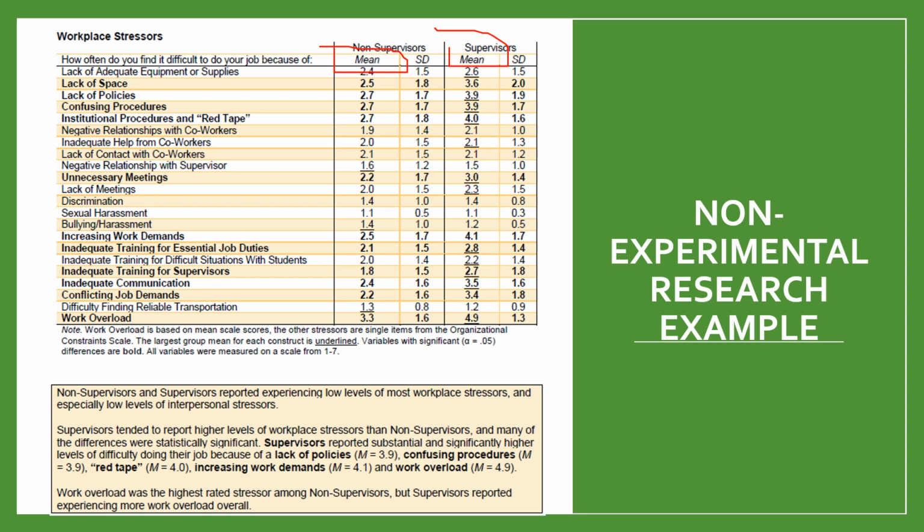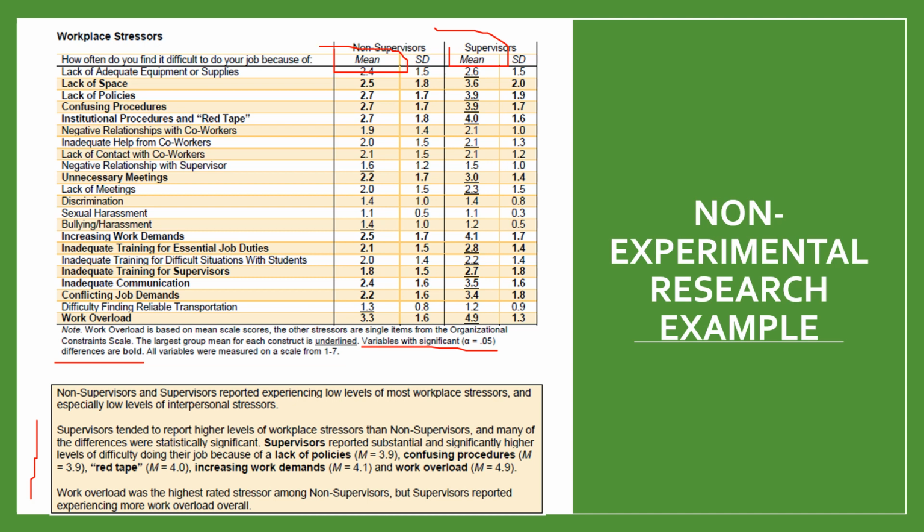So you can see variables with significant differences, alpha equals 0.05, which basically means that p had to be less than 0.05. Those are bold. And the highest one is underlined. So I think that helps with the interpretation. So you can kind of see a summary of the findings down here. Supervisors tend to report higher levels of workplace stressors overall. You see more underlines, right, in the supervisor means. And many of the differences were statistically significant.